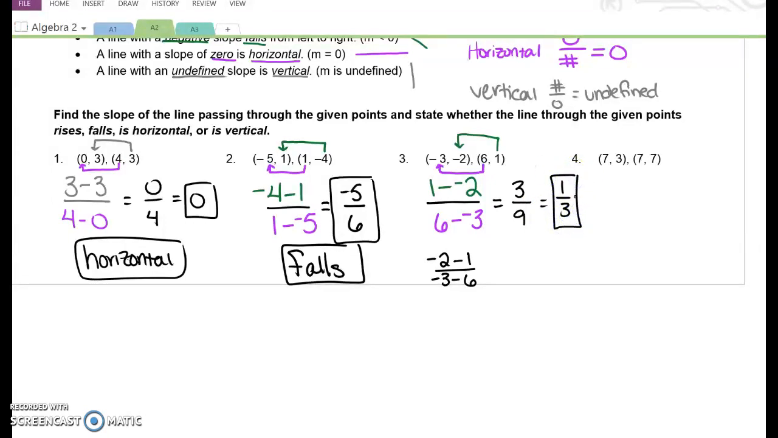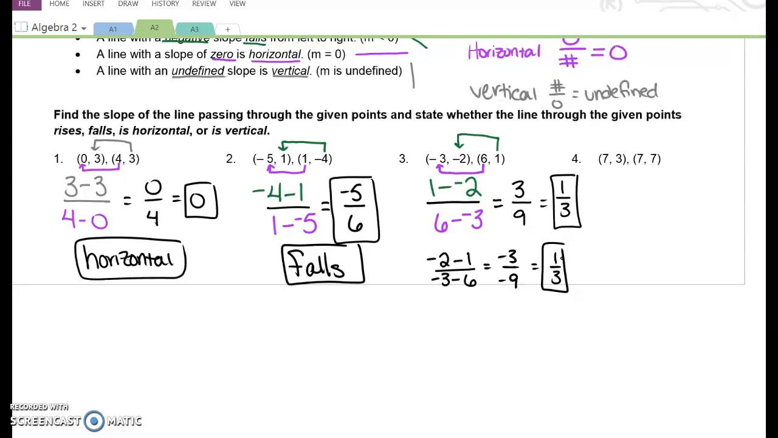If I had done the first point minus the second point, I would get negative 3 over negative 9, which would also simplify to positive 1/3. So whether you do second point minus first point or first point minus second point doesn't matter. What's important is that you do the same direction on both the top and the bottom.